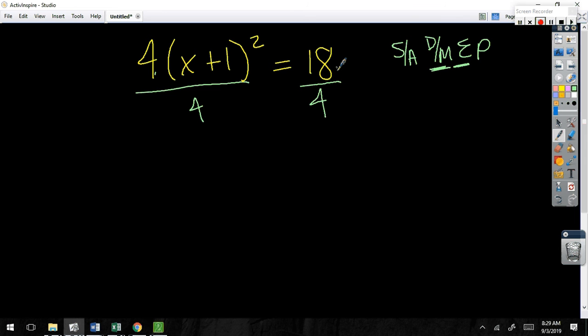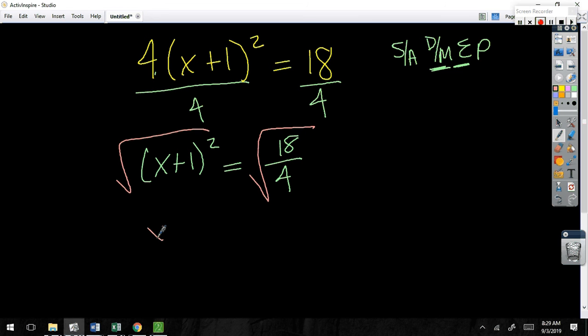And so I end up with x plus 1 squared equals 18 over 4. Now I can move into the square root, because the square root is an exponent. I have the square root of 18 over what? 2. Here's my plus or minus. Yes? The plus or minus happens as soon as you take the square root. Everybody okay on that so far? Still not by itself.